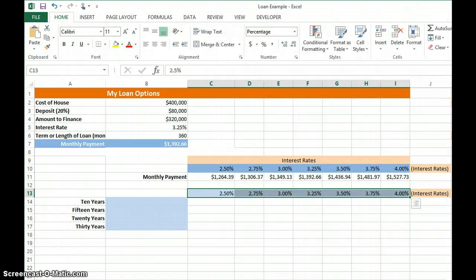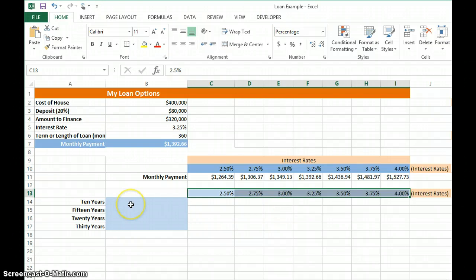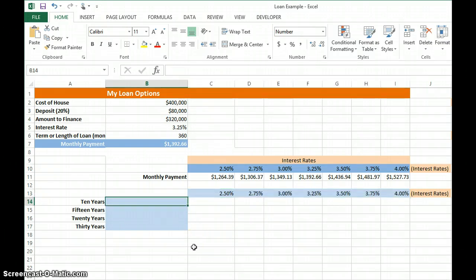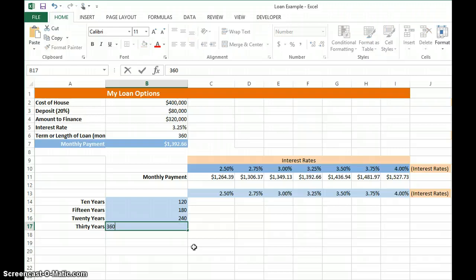Okay, I'm just referencing some numbers that you can't see. So the payment periods are going to be in months. So 10 years in months is 120. 15 years is 180. 20 years is 240 months. And as we know, 30 years is 360 months. So we have the setup here for the two variable data table, apart from one thing.